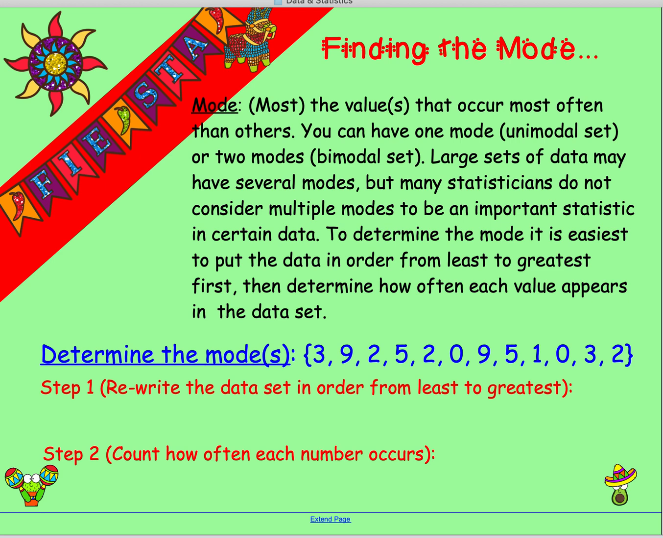So sometimes we may have a set of data that has more than one mode. It could have two modes, it could have three modes. Sometimes it could have several modes, especially if we have a very large set of data. So, for example, if I was looking at home sales in a state, and I had a list of all of the houses that sold and the prices they sold for.